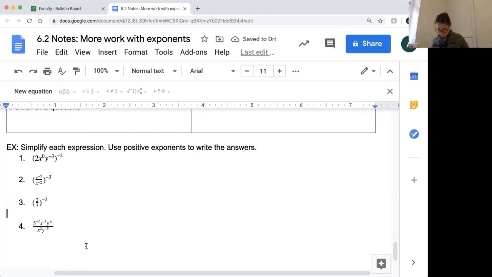And let's do it. All right, number 1, we have 2x to the 0, y to the negative 3 to the negative 2 power.